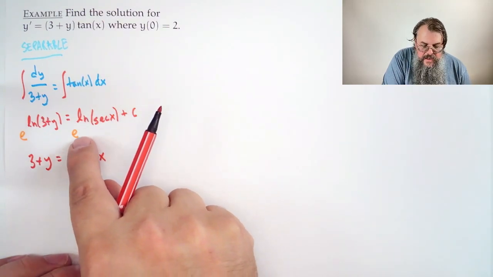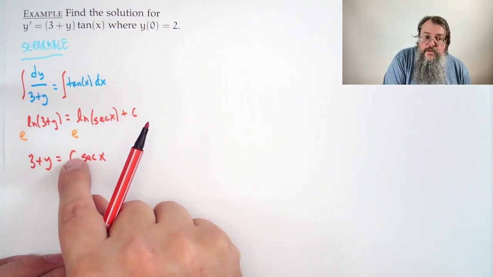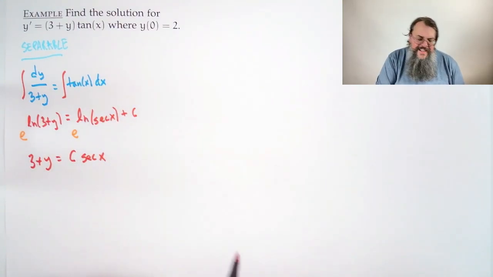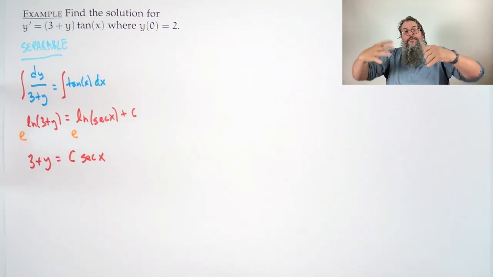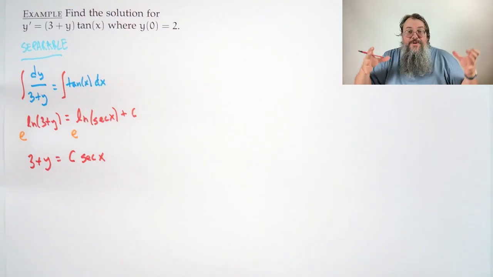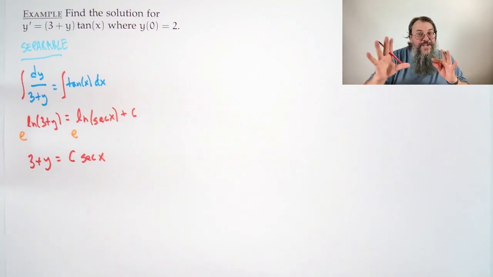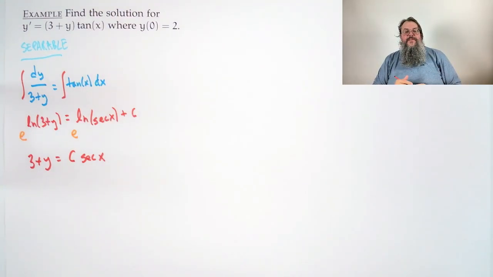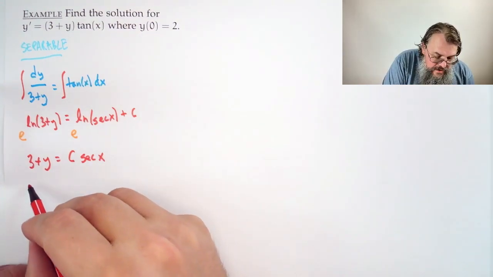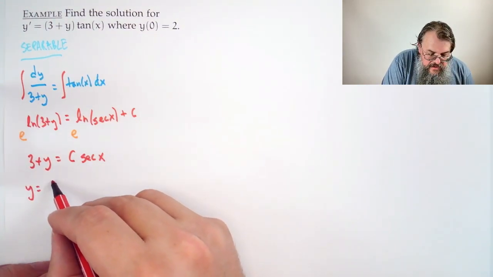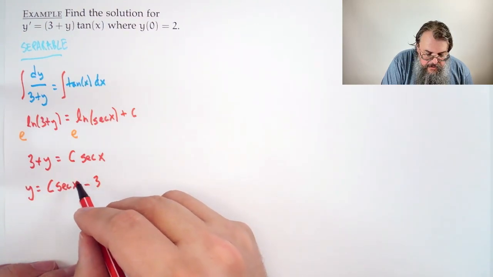Remember that this e to log secant x plus c, the plus c can come down as a multiplicative constant in the front. Technically these c's are not the same. This is like e to the c, but it just becomes a new constant, the new c for a new generation. So that's what we have. And so our answer will be c secant of x minus 3.